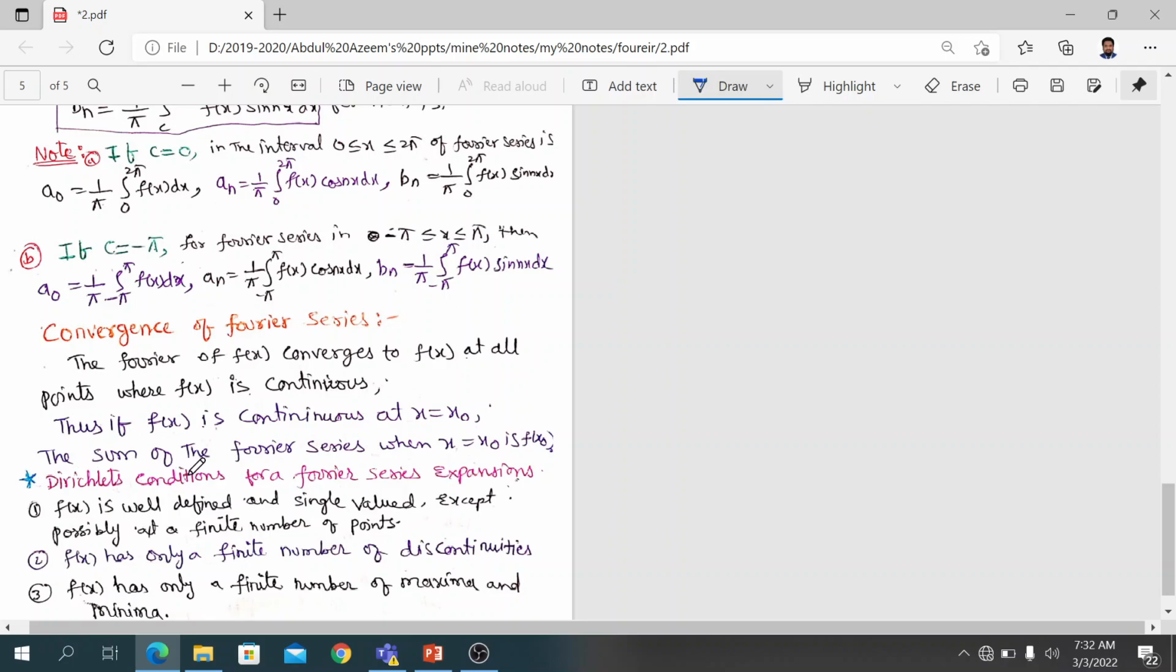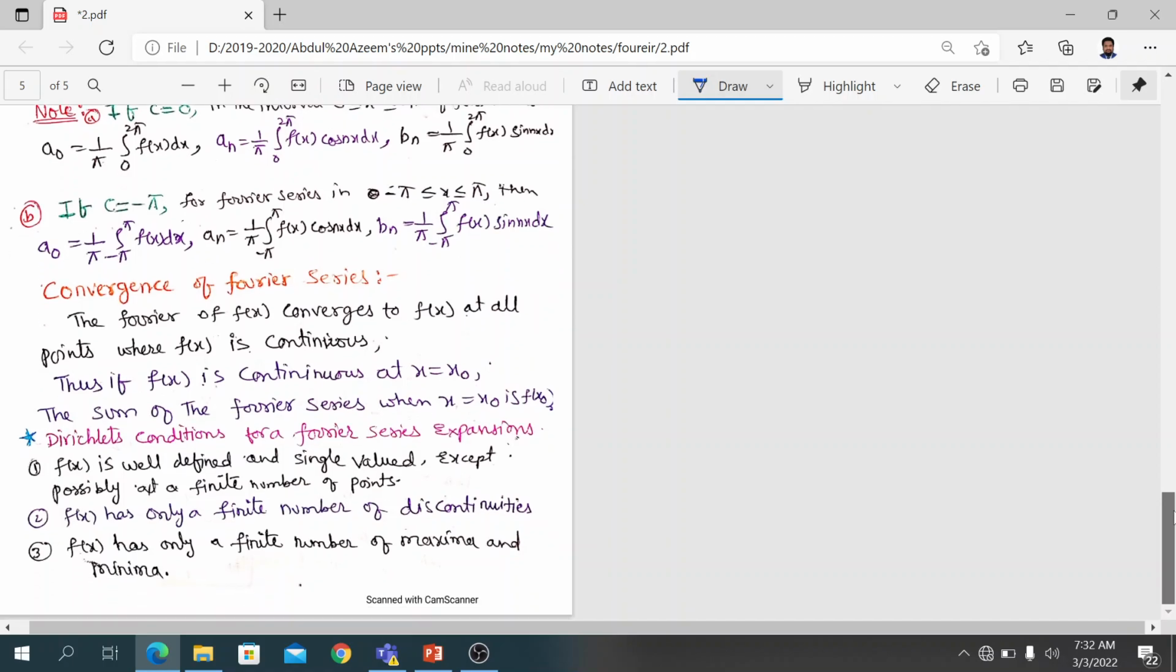Now this is a very important question: the Dirichlet conditions for Fourier series expansion. It will be asked, so remember these conditions. First, f of x is well defined and single valued except possibly at a finite number of points. This is the first condition. Next, f of x has only a finite number of discontinuities. Third, f of x has only a finite number of maxima and minima. So this topic concludes here.